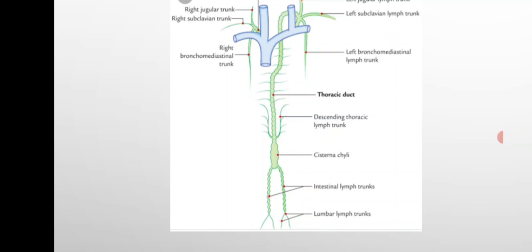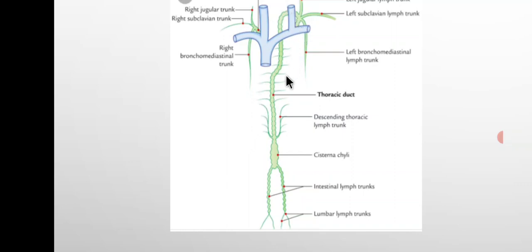Okay, understood? The abdominal part just below the diaphragm will have its lymphatic drainage to the thoracic duct, and the left side of the thoracic cavity, not the right side. So the left side of the thoracic cavity, its lymphatic drainage goes into the thoracic duct. Okay, so it receives the descending thoracic lymph trunk.